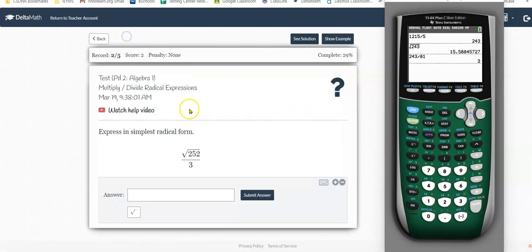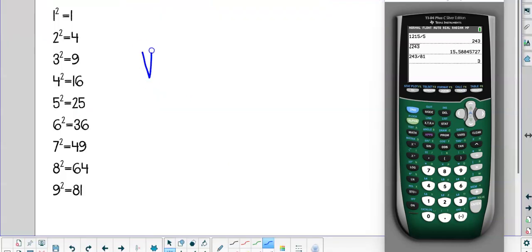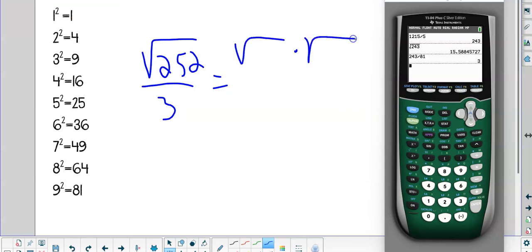All right, one more time here. Okay, the numerator and the denominator are not the same type of terms, so we cannot divide by 3. But we can simplify our numerator, 252. So here we go, square root of 252 over 3. So now I'm going to try and break up the square root of 252. Let's see what I can guess this time. Okay, I'll start with 81. Nope.